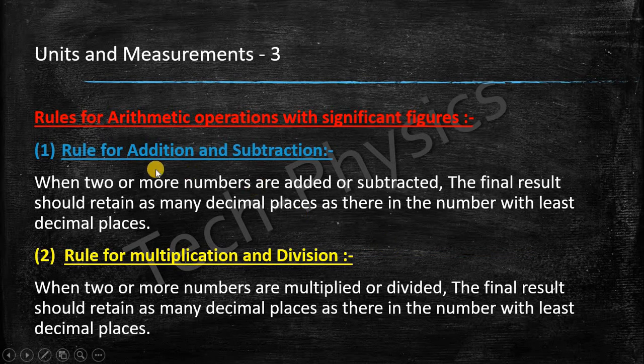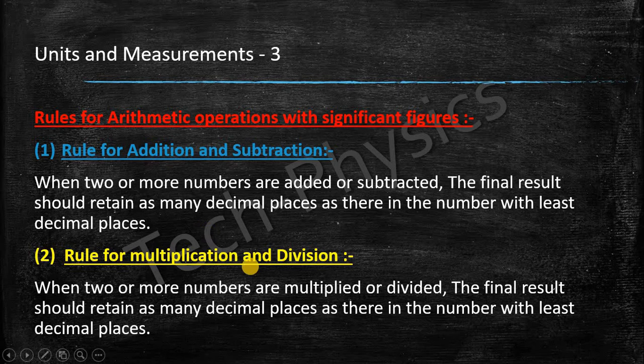So in last lecture we saw rules for arithmetic operations with significant figures. So there were two rules. The first one was for addition and subtraction, and the second one was rule for multiplication and division. So rule for addition and subtraction was when two or more numbers are added or subtracted, the final result should retain as many decimal places as there in the number with least decimal places.